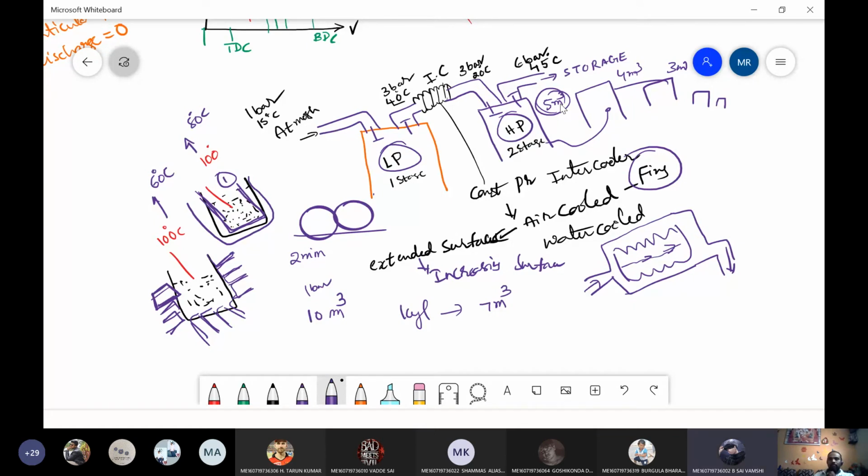Sir, you can find air intercoolers in old refrigerators also. Can you repeat? We can find intercoolers in refrigerators? No, there we are calling it a condenser. Mute your mics.